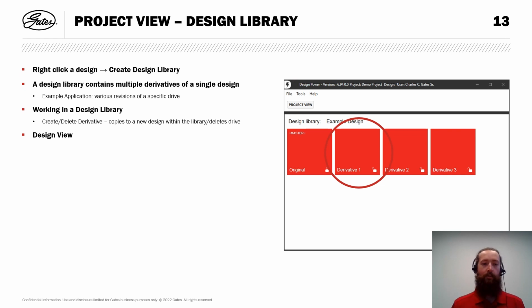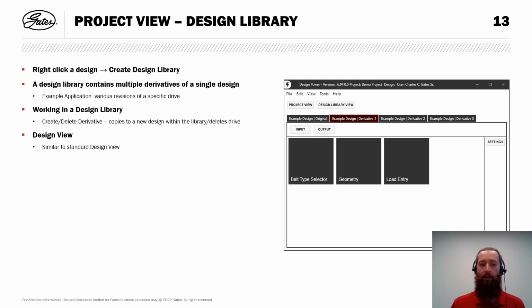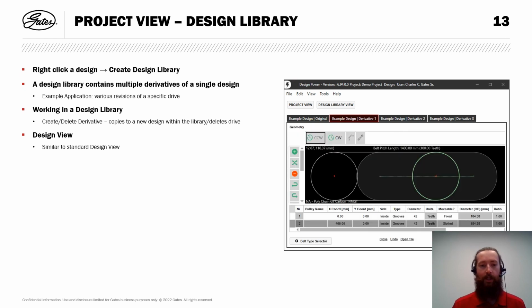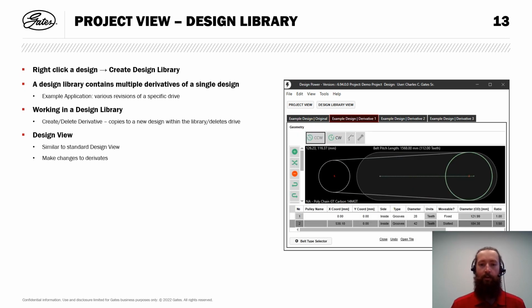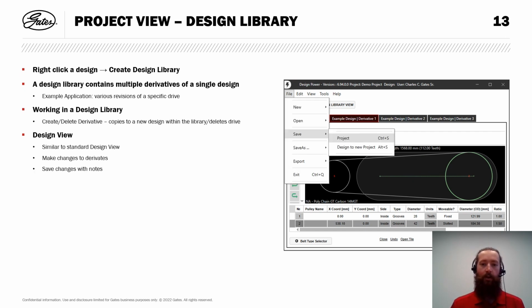Now let's go to the design view for one of our derivatives. This is very similar to our standard design view. You'll see the same tiles that we saw in the DIQ demo. Again, I'm going to select the geometry view, and I'm going to make some changes to this particular derivative. Then I'm going to save my changes.